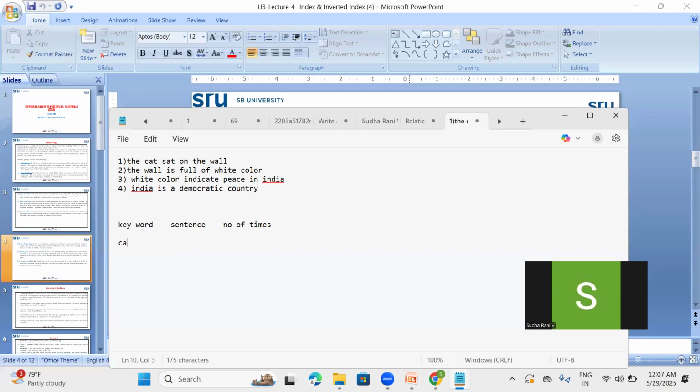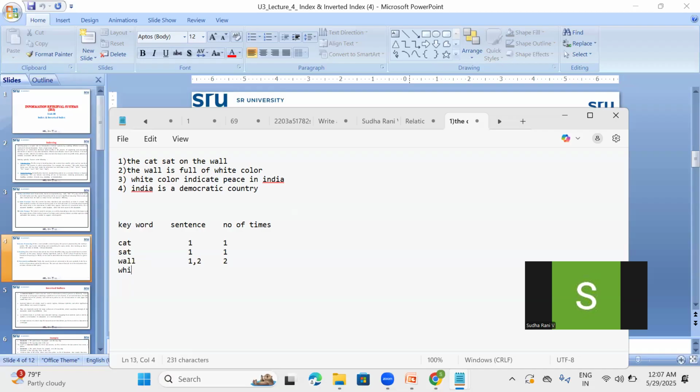Cat. If you want to take, you can take like this also. Cat, sentence 1, number of times repeated is only 0. Number of times occurred is 1. And next, sat again in sentence 1. It appeared, and number of times it appeared is only 1. Next one is wall. In wall, it appeared in sentence 1, comma, sentence 2. So it appeared totally 2 times.